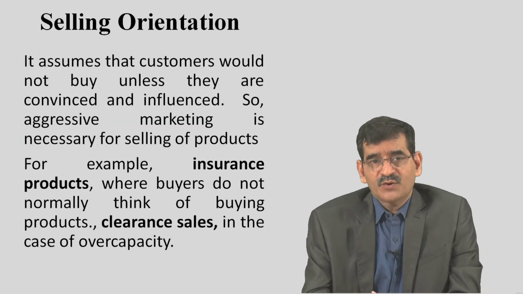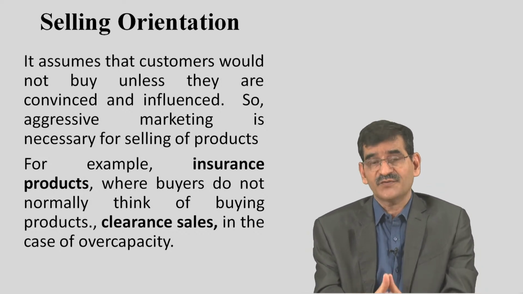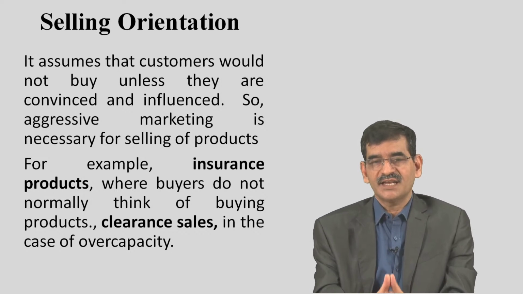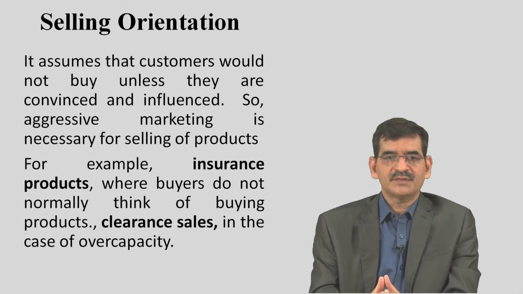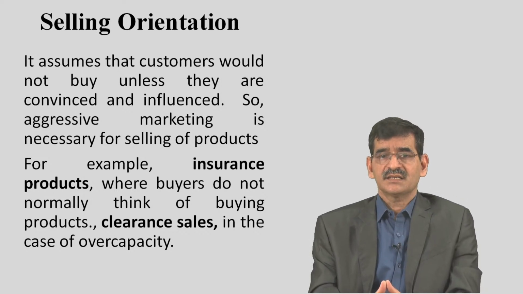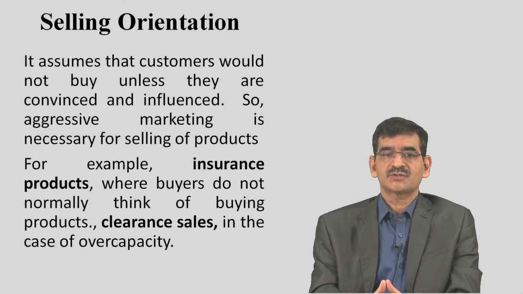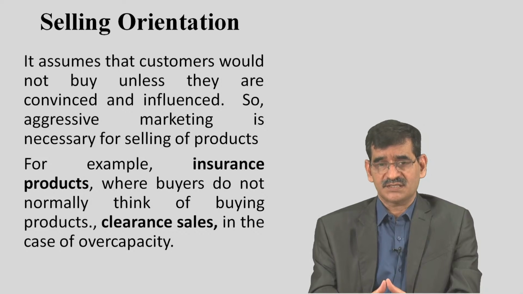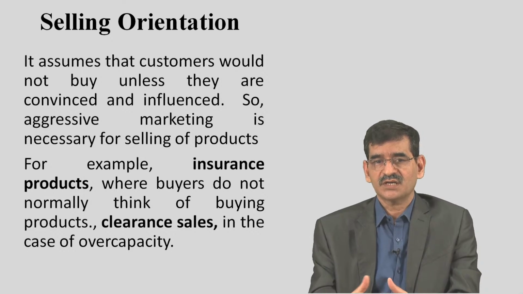The next marketing orientation is the selling orientation, and most often people confuse selling and marketing. They assume that selling is marketing. This selling orientation assumes that consumers will not buy unless they are convinced and influenced. So aggressive marketing is necessary for selling products. For example, insurance products and other unsought goods, where buyers do not normally think of buying products. The selling orientation is important to persuade the customer of the benefits of insurance-like services.